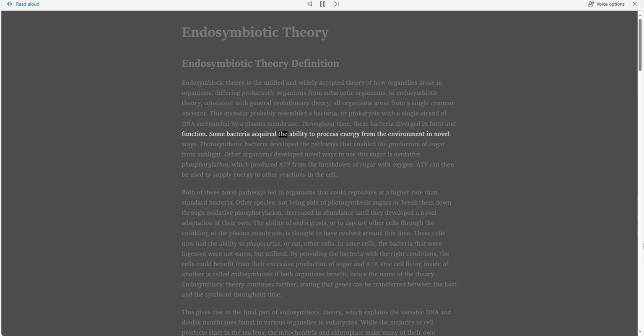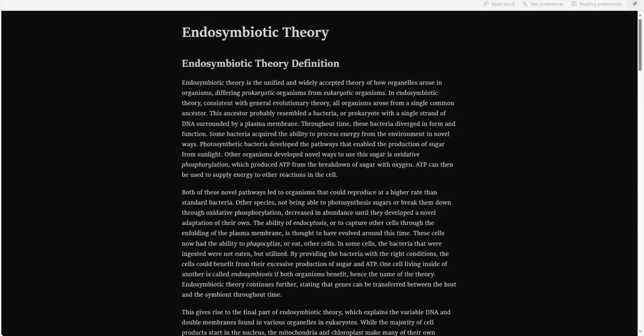Some bacteria acquired the ability to process energy from the environment in novel ways. Photosynthetic bacteria developed the pathways that enabled the production of sugar from sunlight. Other organisms developed novel ways to use this sugar, oxidative phosphorylation, which produced ATP from the breakdown of sugar with oxygen. ATP can then be used to supply energy to other reactions in the cell.